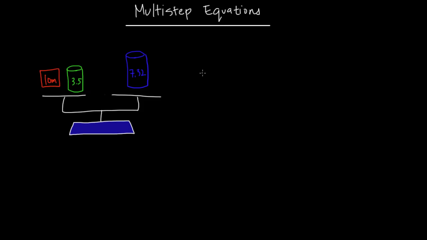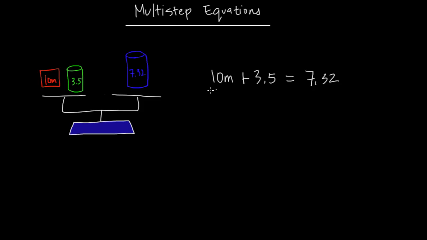And so how we would write this algebraically is we would write the left-hand side first. So we have 10m, the variable m on one side, and to that we're going to add 3.5. And that is equal to 7.32.